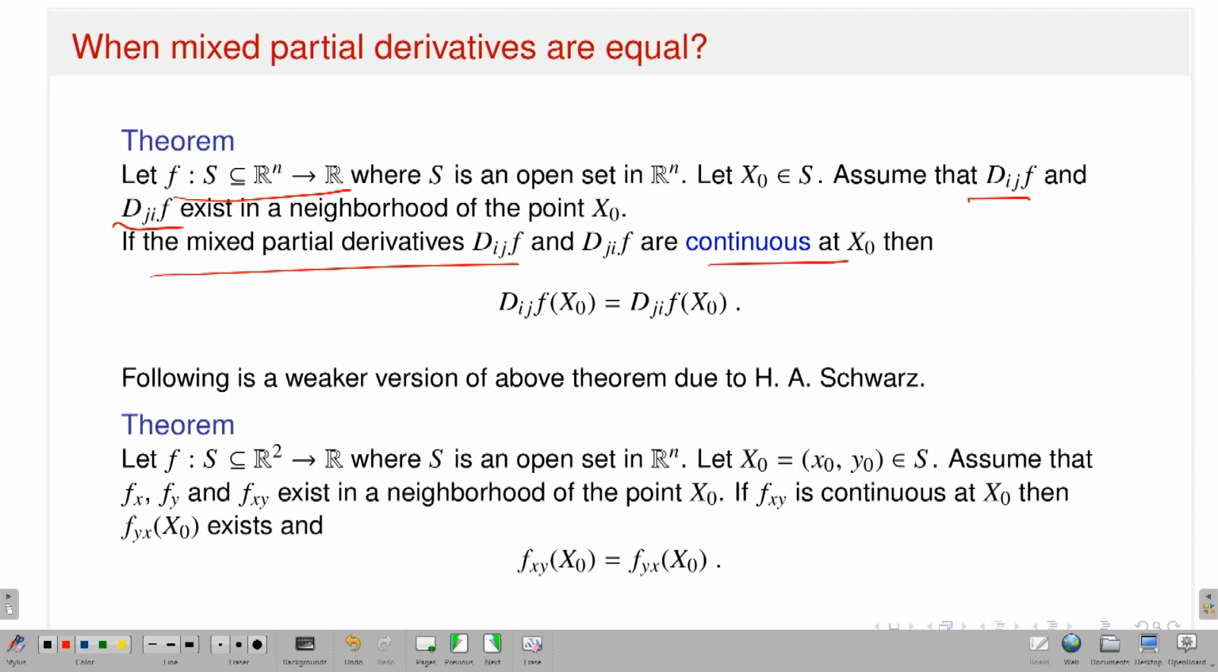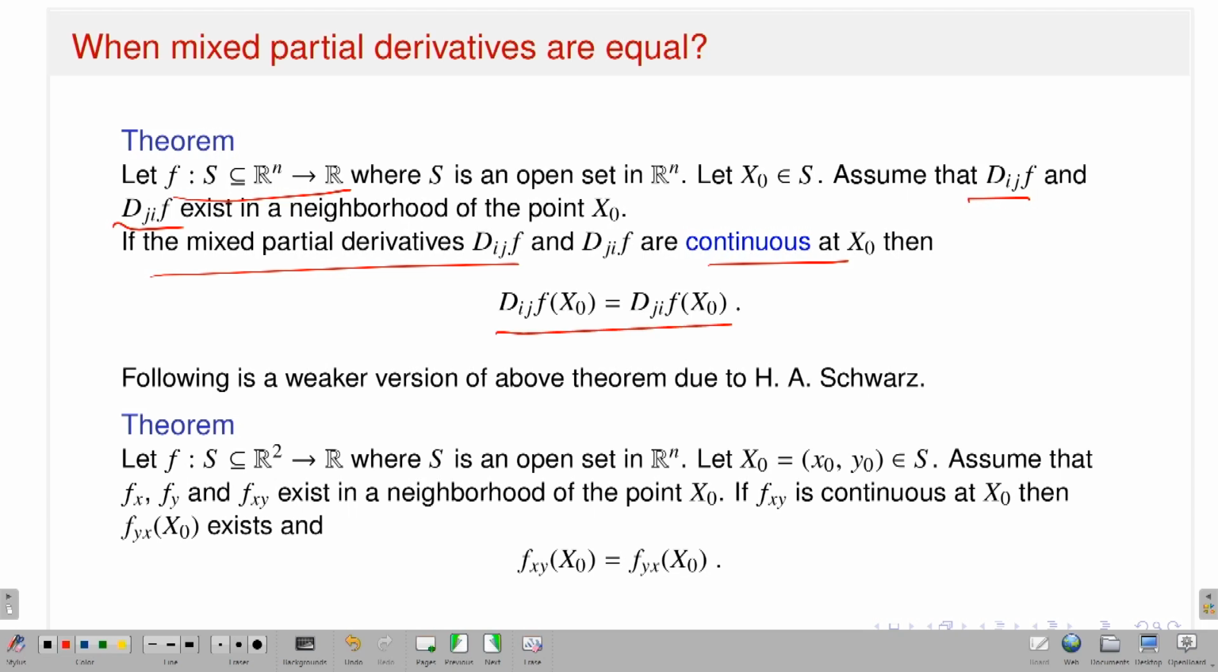Now, if I want to talk about the continuity of some function at some point, the function should be defined in a neighborhood of x naught. So the theorem says that if I have a function f from a subset of Rn to R, and suppose dij and dji both exist in a neighborhood of x naught, along with the fact that both of them are continuous, then these two mixed partial derivatives are always equal. So that is one theorem.